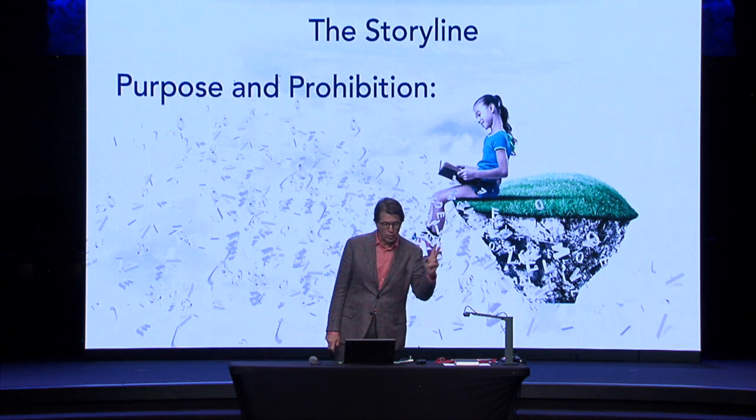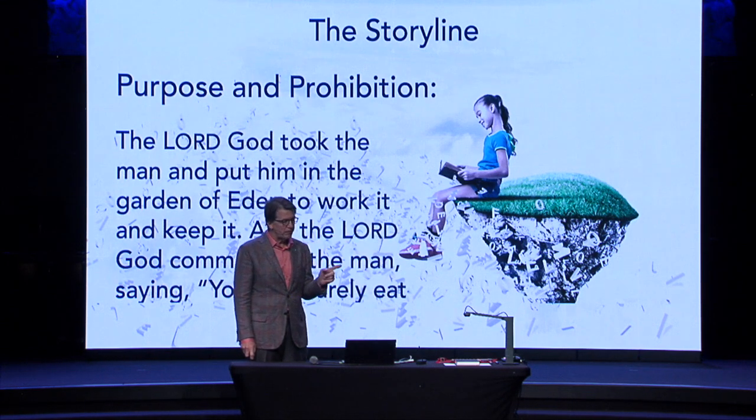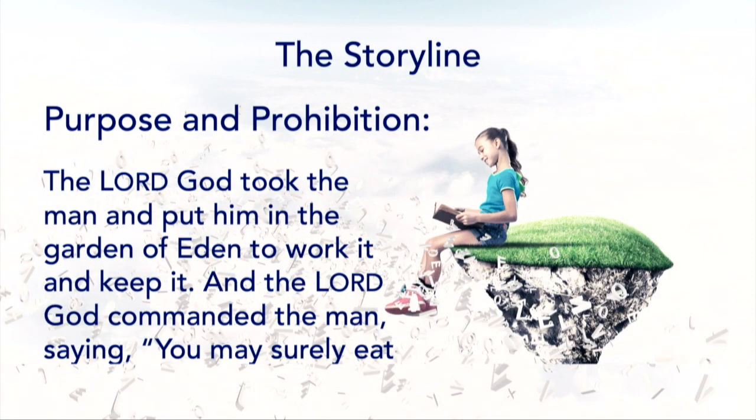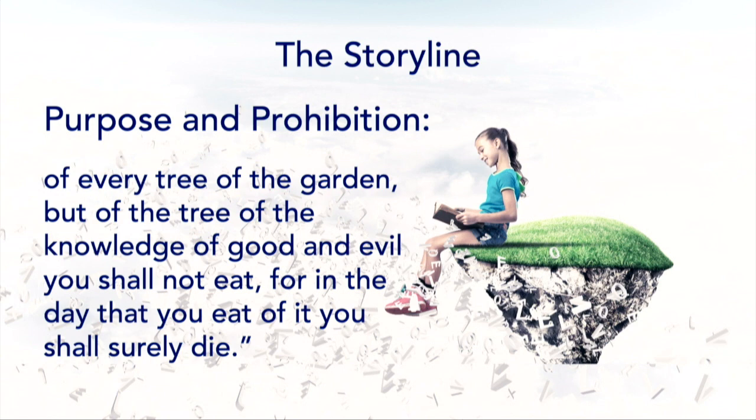Purpose and prohibition follow this story next. The Lord God took the man and put him in the Garden of Eden to work it and keep it. And the Lord God commanded the man, saying, you may surely eat of every tree of the garden, but of the tree of the knowledge of good and evil you shall not eat, for in the day you eat of it, you shall surely die.